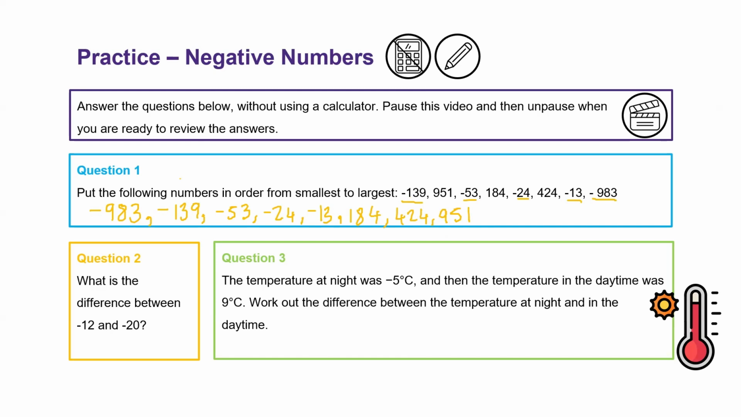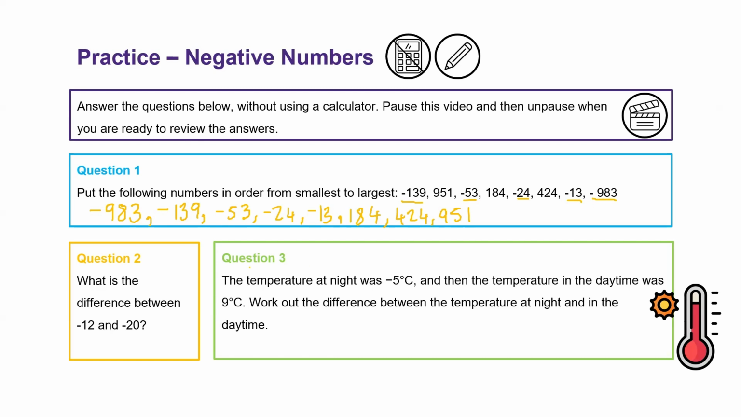When we put these lists in order, what I want you to do is check you've written down all of the numbers. It's a really common exam mistake of people missing out numbers. Okay, so I've written 1, 2, 3, 4, 5, 6, 7, 8 numbers in my list. 1, 2, 3, 4, 5, 6, 7, 8 numbers.